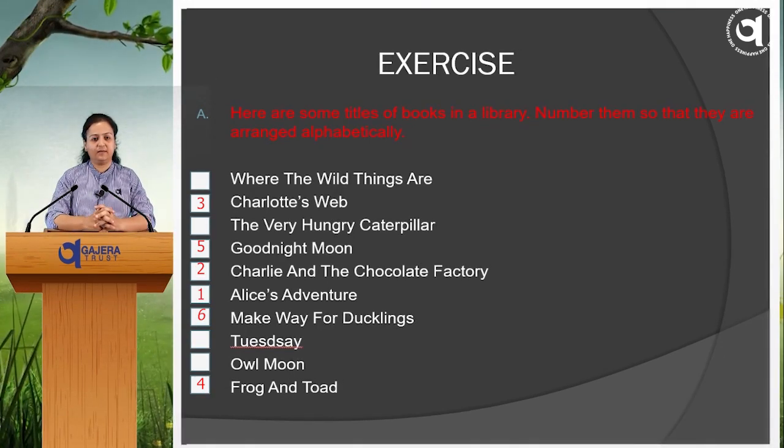N is not there. Yes, O is there. So now our title is Owl Moon. Okay, so like this way.